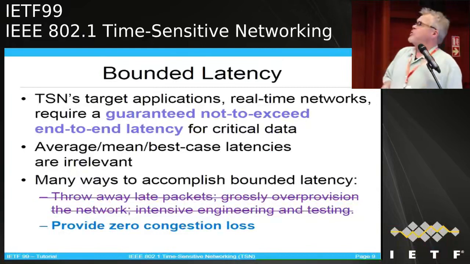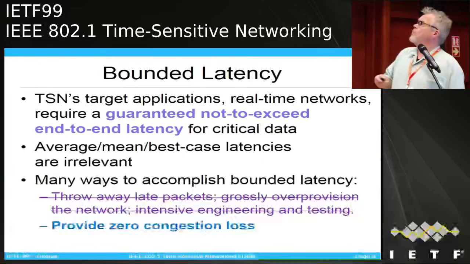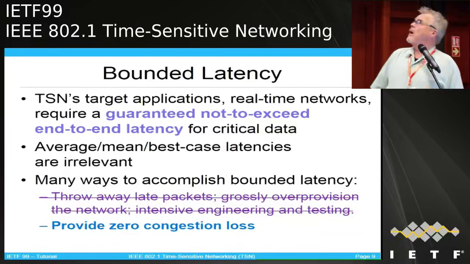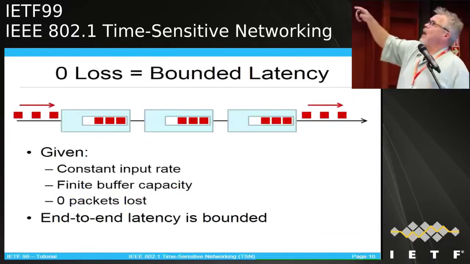Two fundamental ways to bound your latency: throw away anything that's late, grossly overprovision the network, lots of intensive engineering or testing, or provide zero congestion loss. We chose the latter solution. So what am I talking about? I've got several hops. At each hop there are some queues.